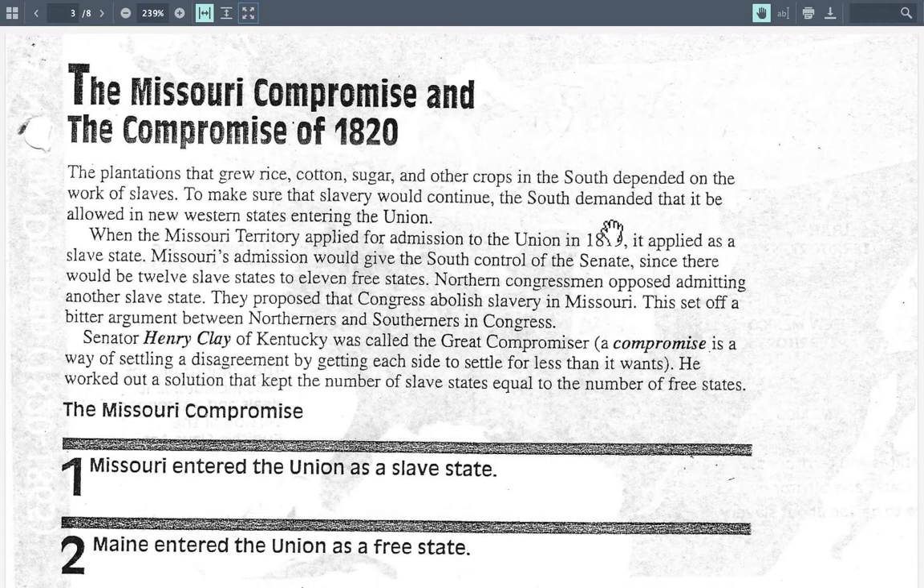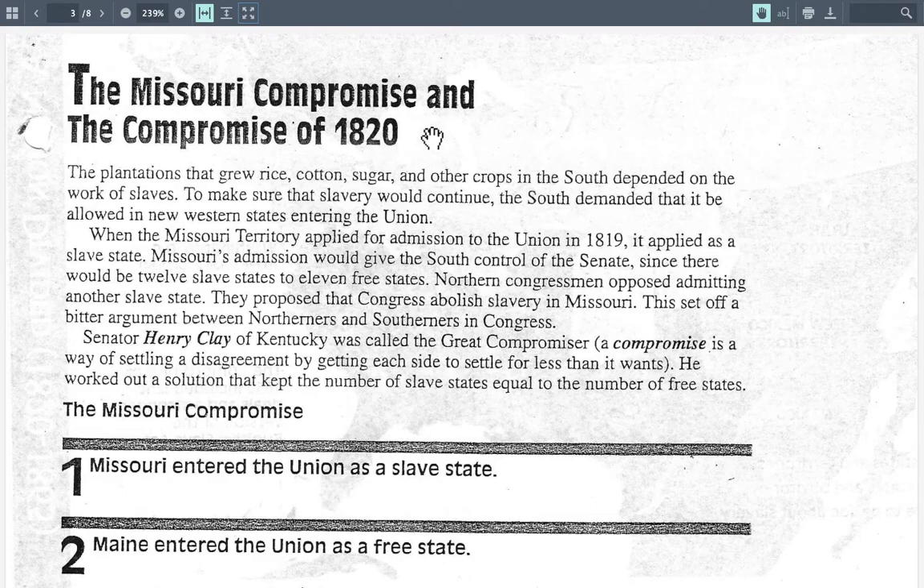The Missouri Compromise and the Compromise of 1820. The plantations that grew rice, cotton, sugar, and other crops in the South depended on the work of slaves. To make sure that slavery would continue, the South demanded that it would be allowed in new Western states entering the Union. When the Missouri Territory applied for admission to the Union in 1819, it applied as a slave state.